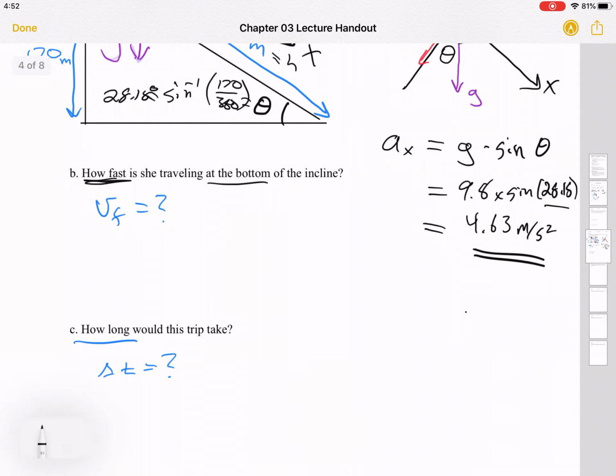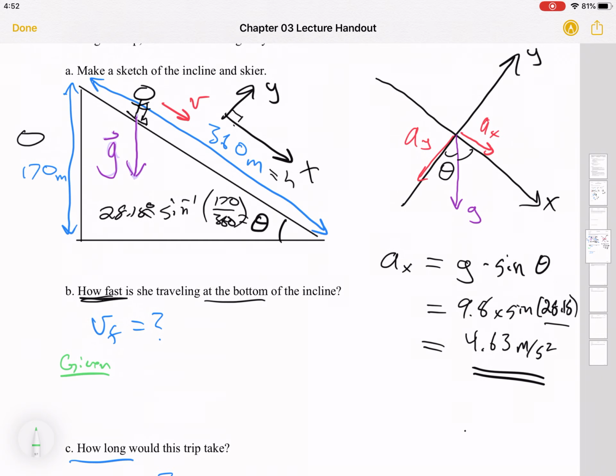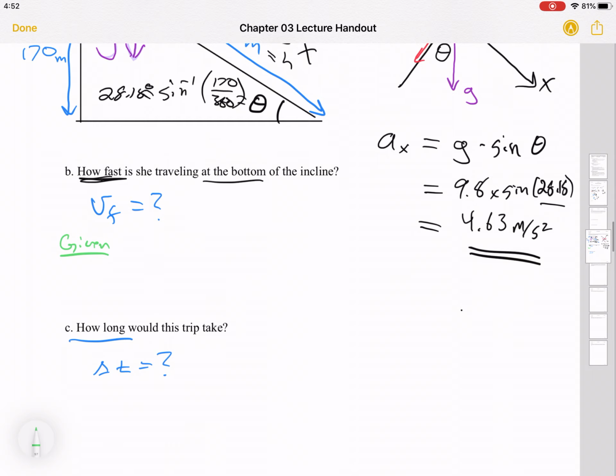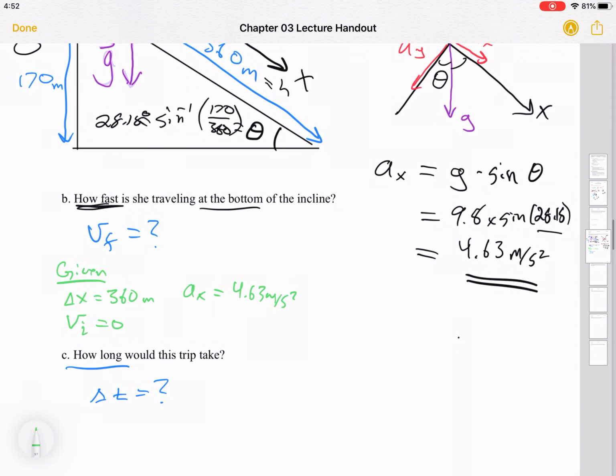So v final is there. Let's write down, what do I know? What am I given? Well, I know for this path, delta x is 360. V initial is 0. And I know a sub x is that number over there, 4.63 meters per second squared. So what is v final? Well, I have a kinematics equation that relates these three things.